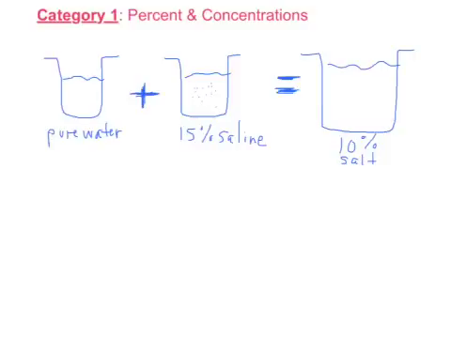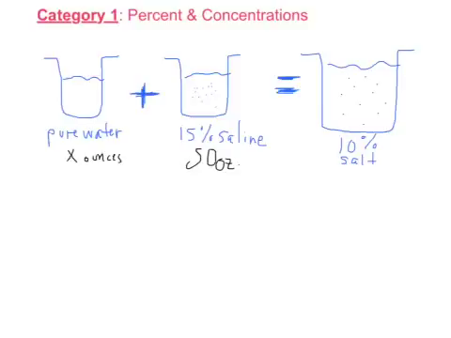This is found in your pretty pink packet, problem number 15, where we have 50 ounces of a 15% saline solution. We are adding, we don't know how much, some unknown amount of water to dilute this solution so that the end result is 10% salt.